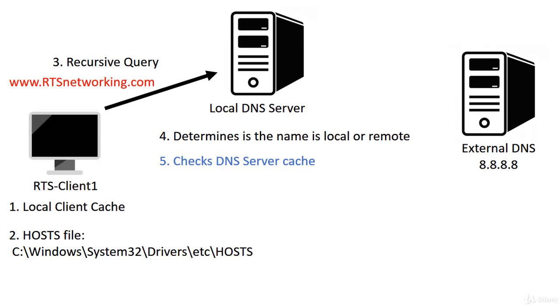Where it differs, when the local DNS server determines that the name is not in the cache, it will send a recursive query to another DNS server. That DNS server that receives a recursive query now has the onus put on it to fully resolve the name rtsnetworking.com. It is very common that you'll forward to an external DNS server provided by your ISP.